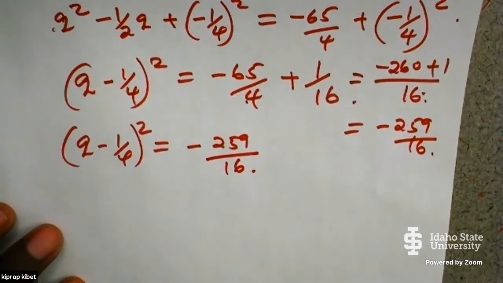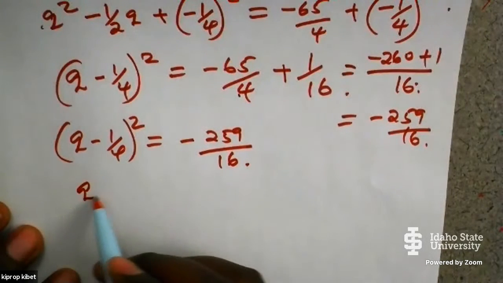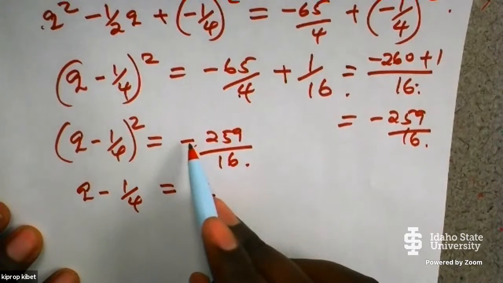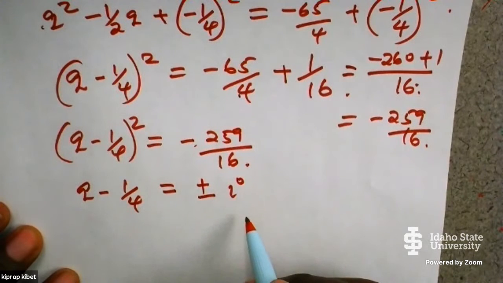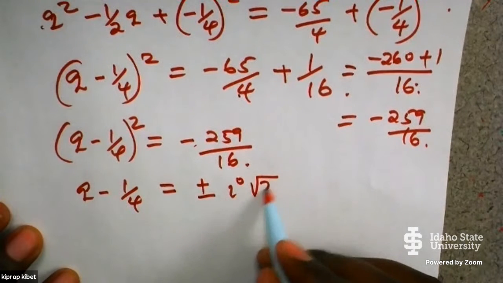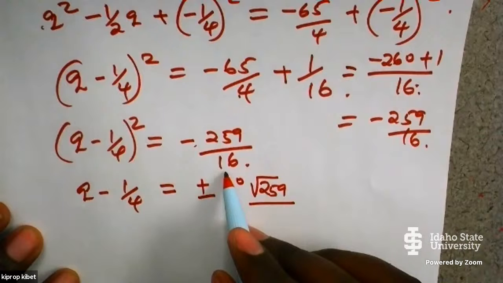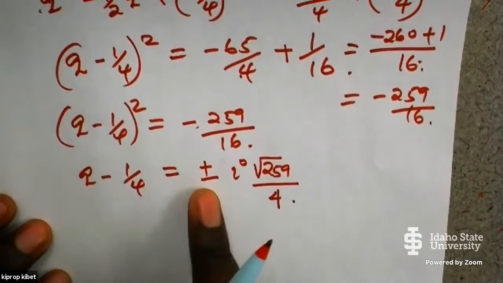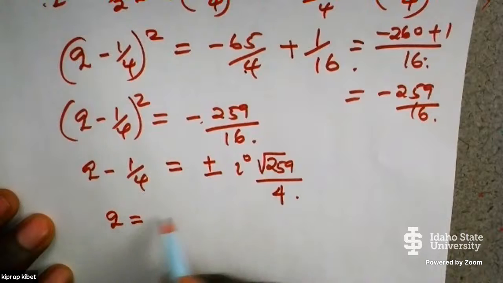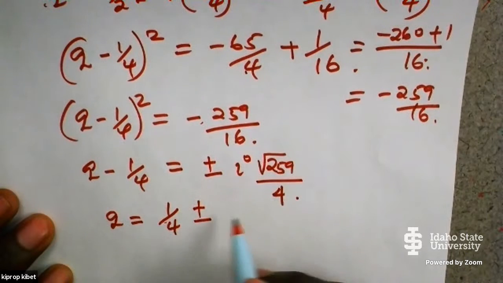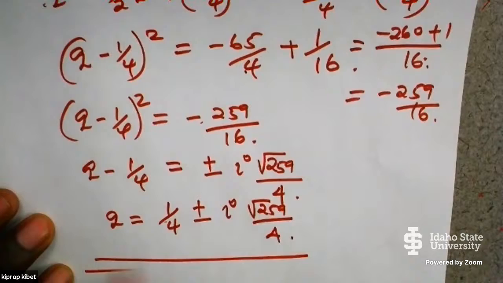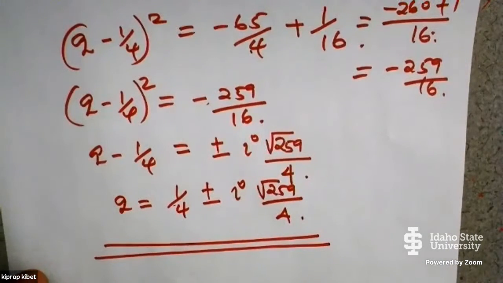Now, using the square root property, q minus 1/4 equals plus or minus i, the square root of 259, divided by the square root of 16, which is 4. So now we take 1/4 to the other side. So q equals 1/4 plus or minus i square root of 259, all over 4.